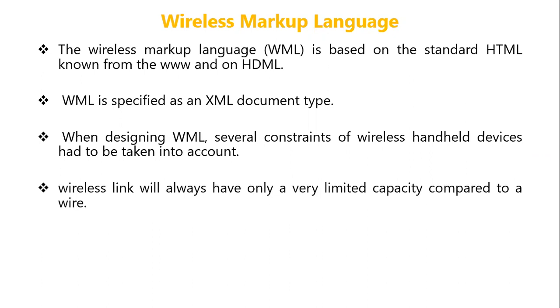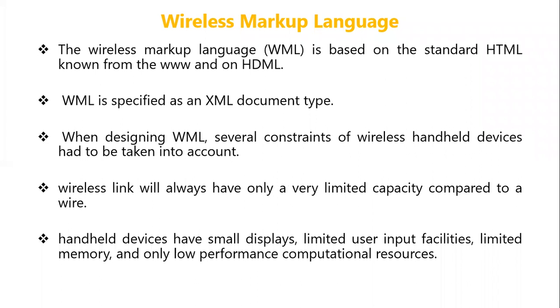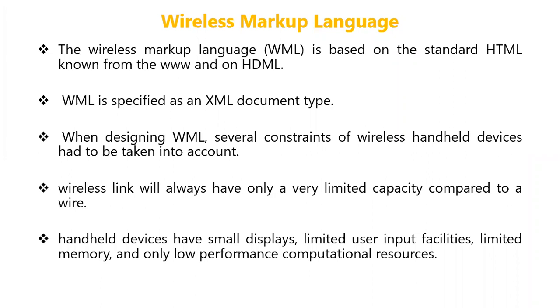When designing WML, several constraints of wireless handheld devices should be taken into account. For example, wireless links always have very limited capacity compared to wired links, and handheld devices have small displays and limited user input facilities. That is, typing is very difficult on a mobile phone because the finger size is big, but the keys for typing are very small. Also limited memory and low performance computational resources. All these things should be taken into account.